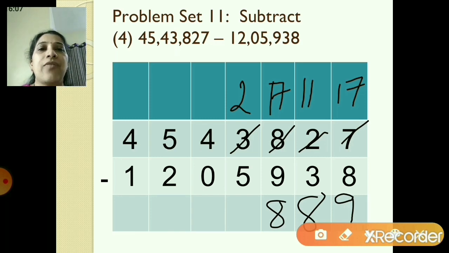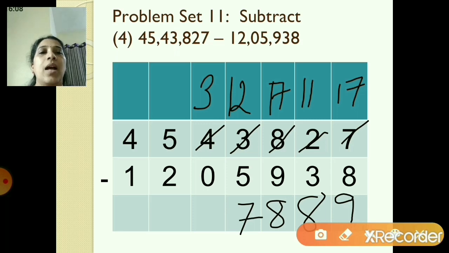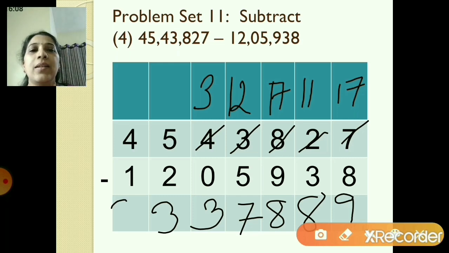Now 2 minus 5. Again you cannot subtract 5 from 2. So you are going to borrow 1 from the 10,000s place. So in the 10,000s place it will become 3. And you are going to write in the thousands place as 12. So 12 minus 5, it will become 7. And 3 minus 0 is 3. 5 minus 2 is again 3. And 4 minus 1 is again 3.